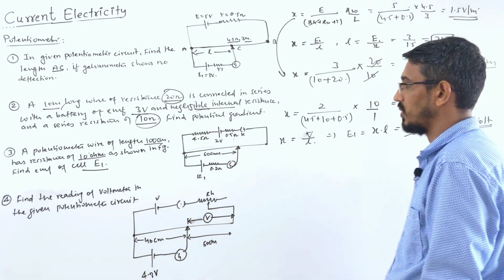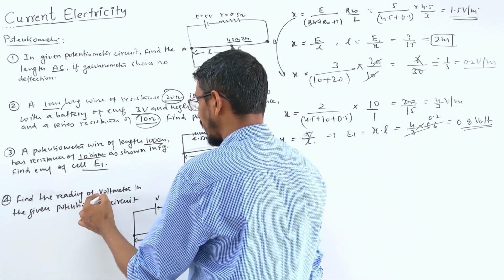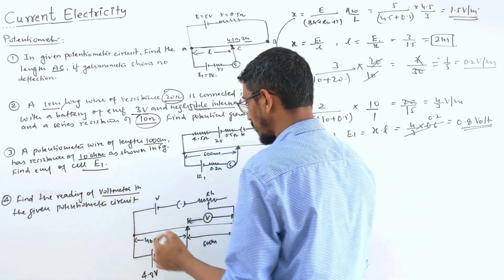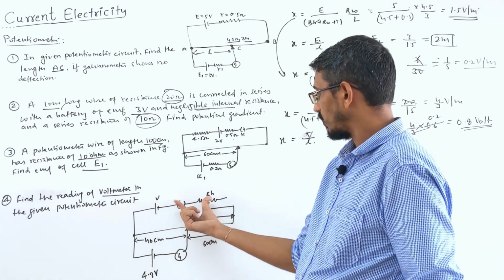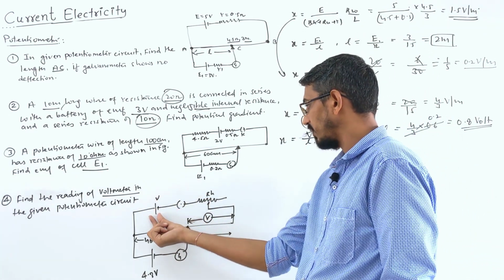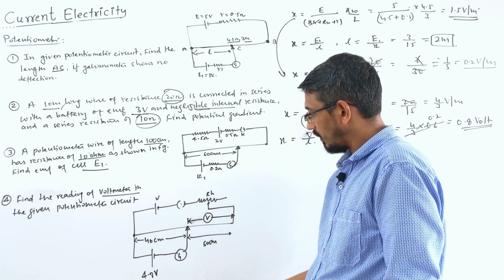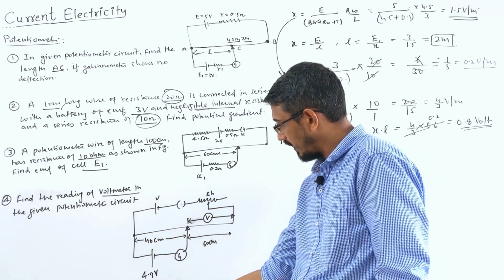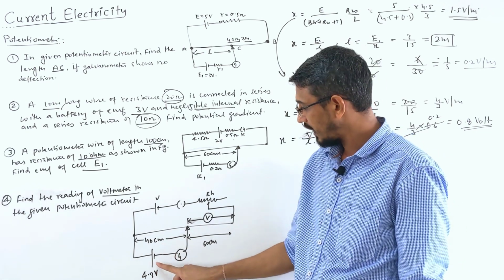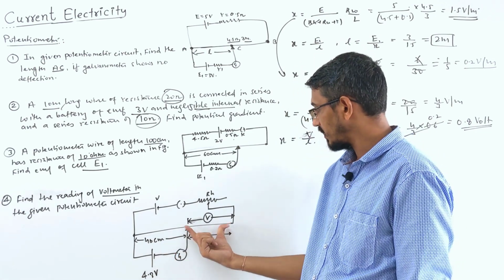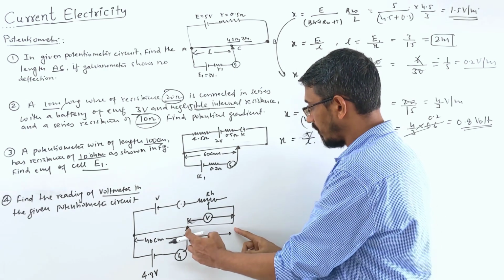Okay, let's see one more question. Find the reading of the voltmeter in the given potentiometer circuit. So if you watch carefully, this is the top circuit, primary circuit, V symbol given, RH given, here balancing length given and the EMF of the cell also given. The cell EMF given and balancing length given. They are asking what's the voltmeter reading here? What's the reading from here to here?